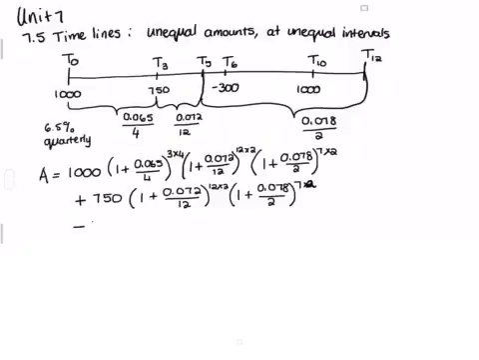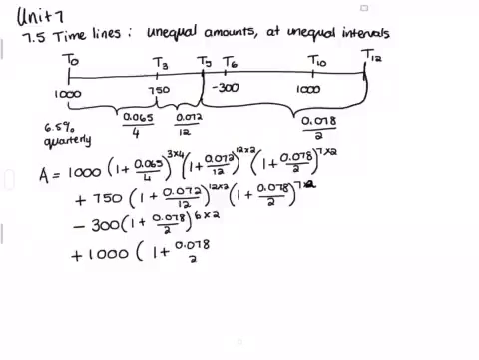Then I withdrew the 300, so that is a minus. And you see its interest rate that it would have had is the 0.078 over 2. But I withdrew it at time 6, so it's only 6 years times 2. Lastly, I deposit another 1,000, so it's a plus. It's only on this last interest rate, and it's only for 2 years. And there's the whole calculation. Thereafter, you just use your calculator.